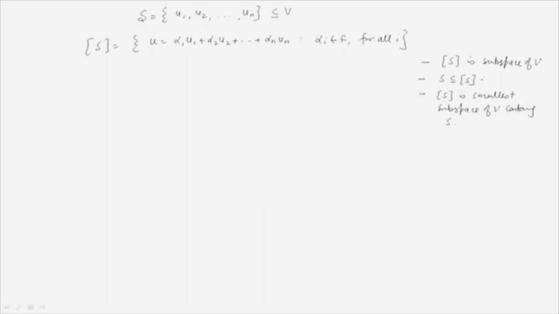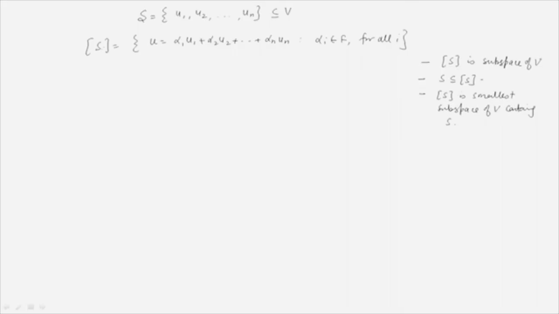You see this span contains all the linear combinations of u1, u2 up to un. If you take alpha 1 equal to 1, because alpha is varying over the field, and all other alpha equal to 0, then u equals u1. So u1 is definitely in span of S. Similarly, if you take alpha 2 equal to 1 and all remaining alphas equal to 0, then u2 will be in span of S.